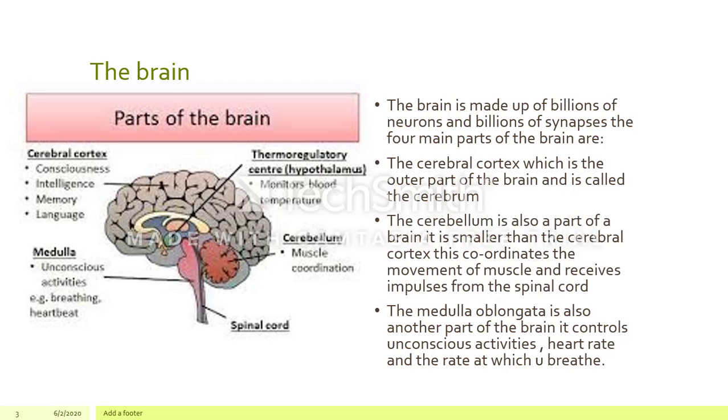So the next part we'll be looking at is the cerebellum, which is also part of the brain but is smaller than the cerebral cortex. This coordinates movement of muscle and receives impulses from the spinal cord. And then another part is the medulla oblongata, which controls unconscious activities, heart rate, and the rate at which you breathe. Another part which I didn't mention is the thermoregulatory center, which is the hypothalamus, which will be covered in more detail when we look at hormones, and is used to monitor blood temperature.